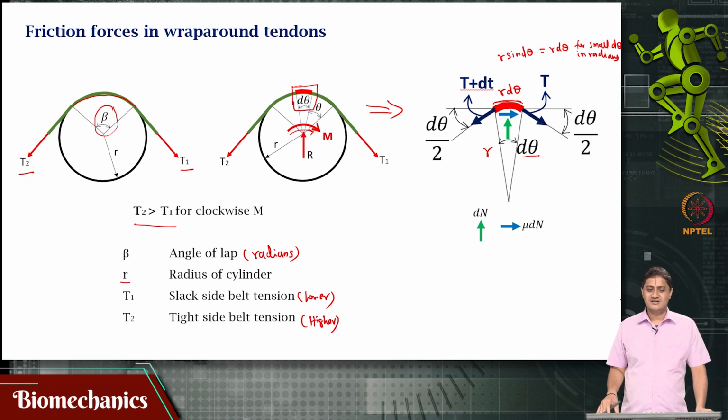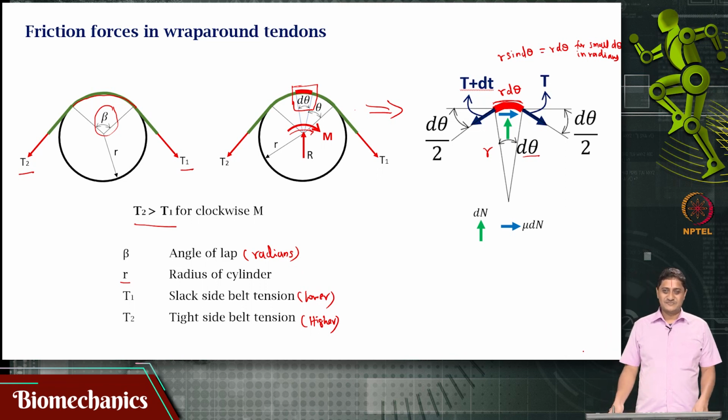How did I say this? This is why you have to go back and check the particular videos where we learned how to resolve vectors, right, where we say this is actually r sin d theta, but sin d theta is equal to d theta for small d theta, which is from high school mathematics. Okay. Sin d theta is d theta for small d theta in radians.